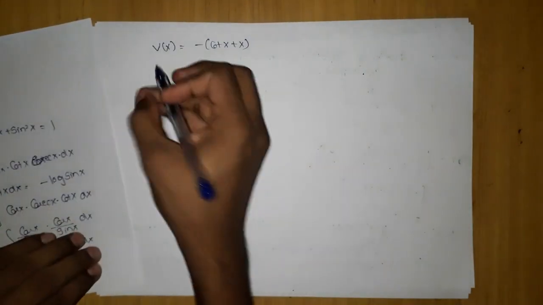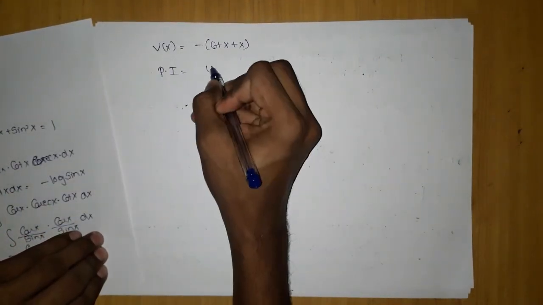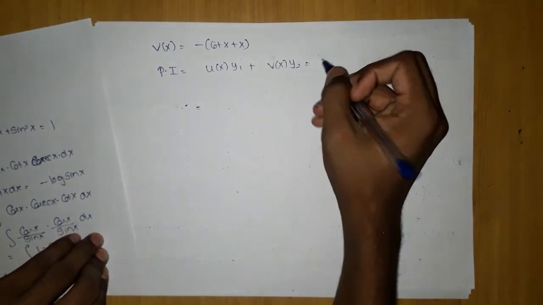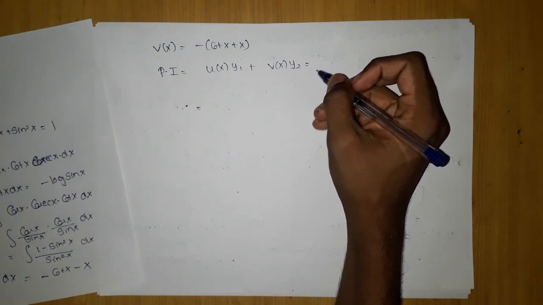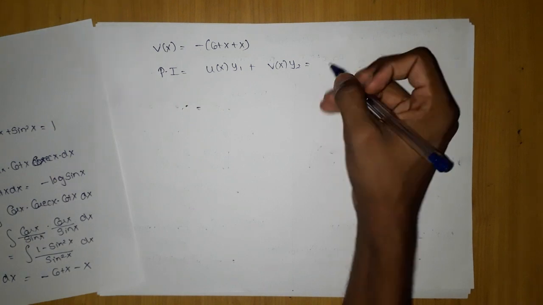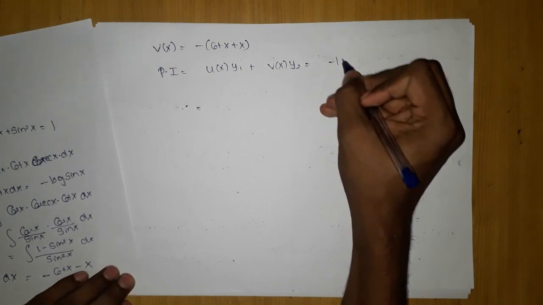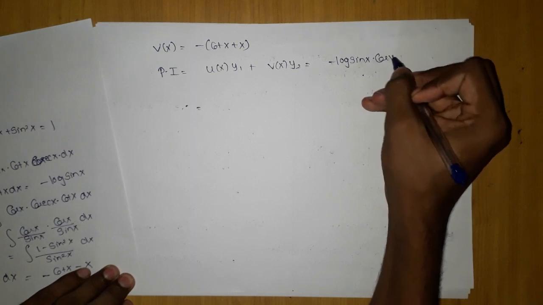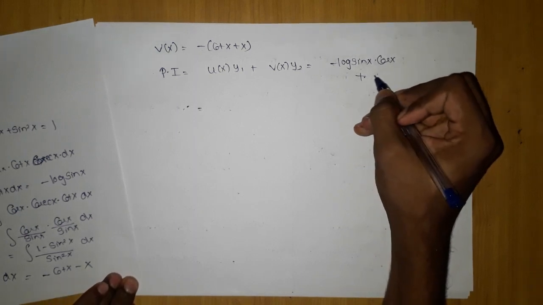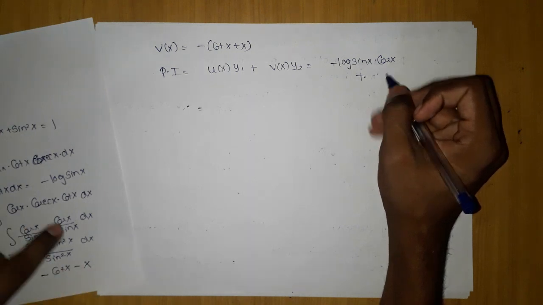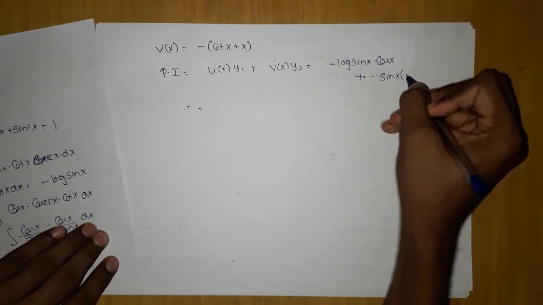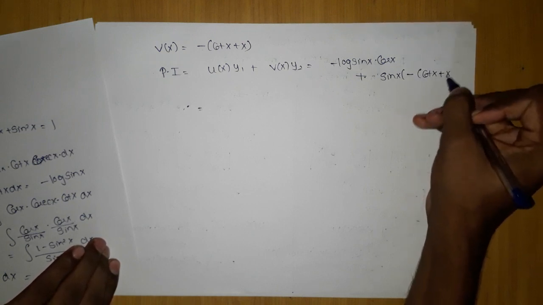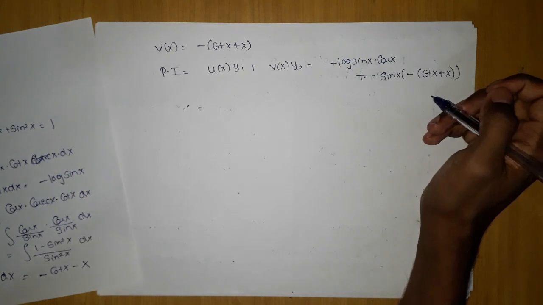So we got our v of x and u of x. The particular integral is nothing but u of x into y1 plus v of x into y2. What is our u of x? It is minus log sin x into y1, which is cos x, plus v of x into y2, which is sin x, into minus cot x plus x. Agree? So we are getting this thing.